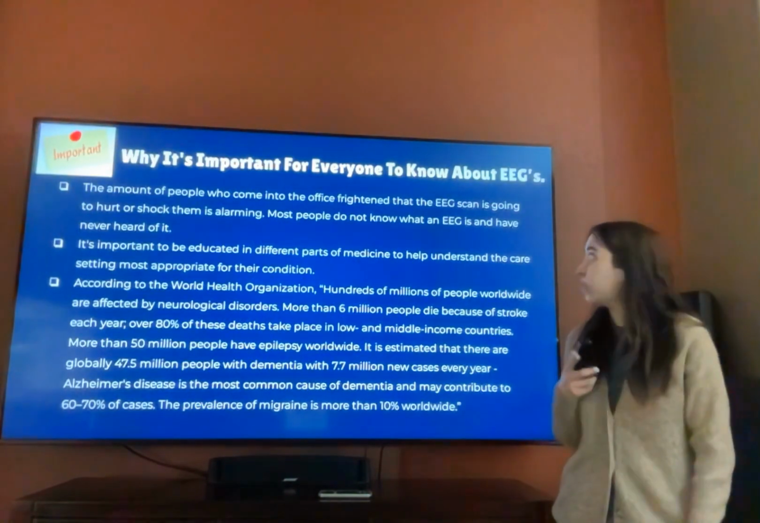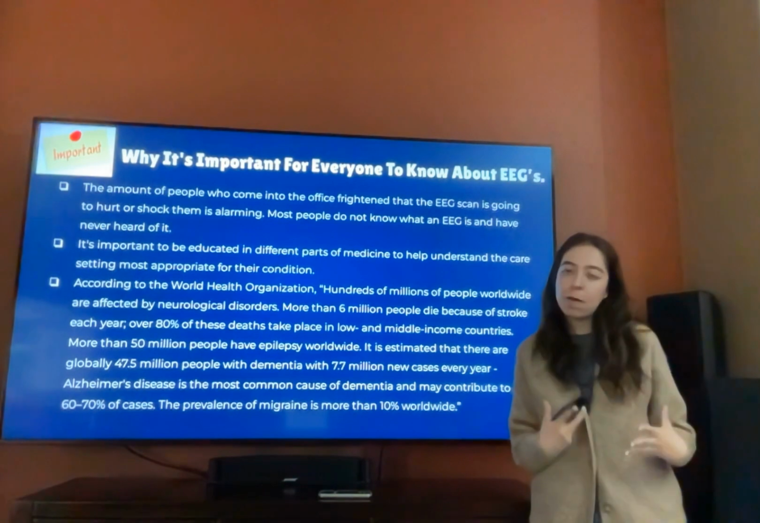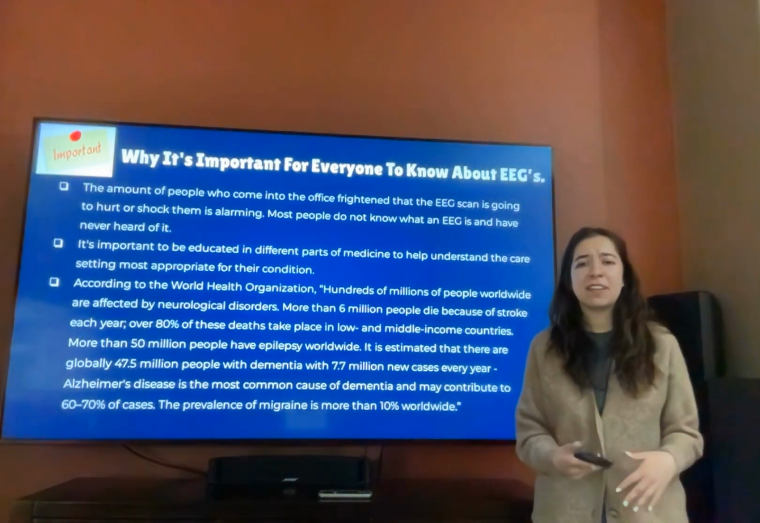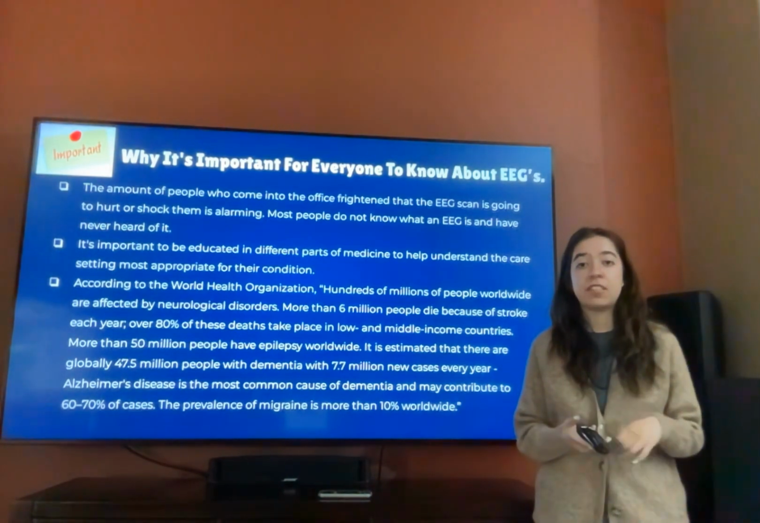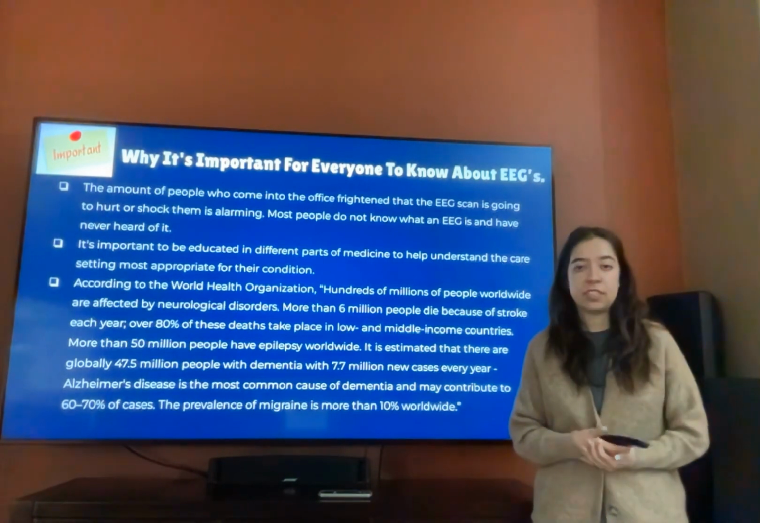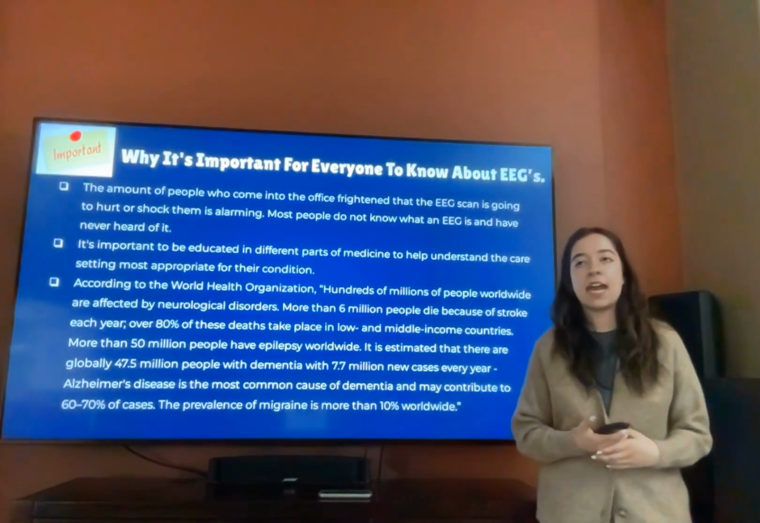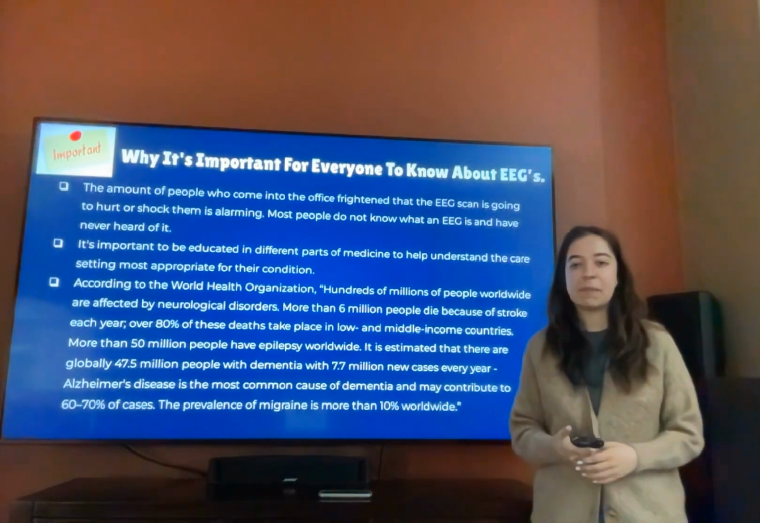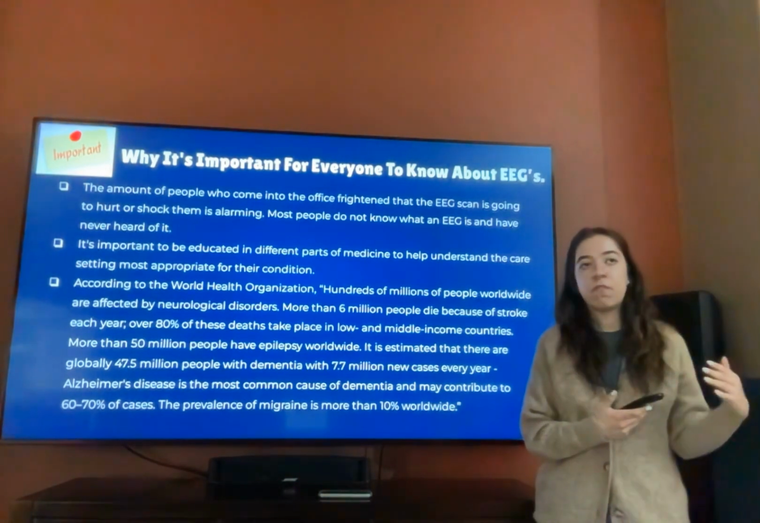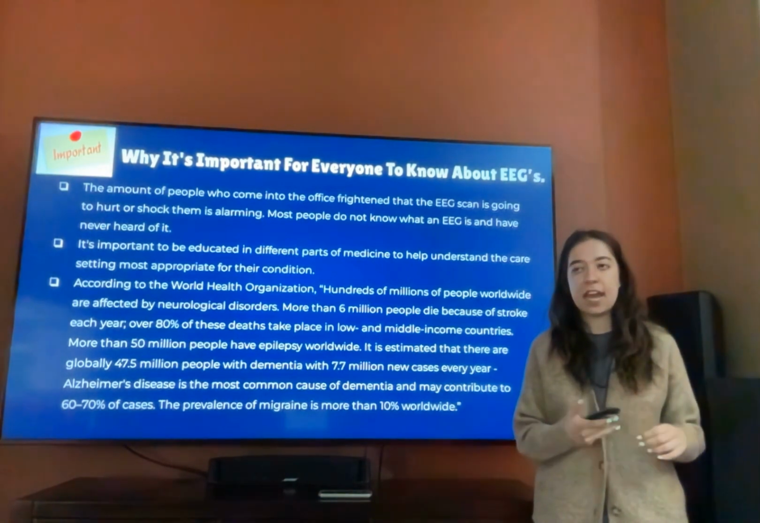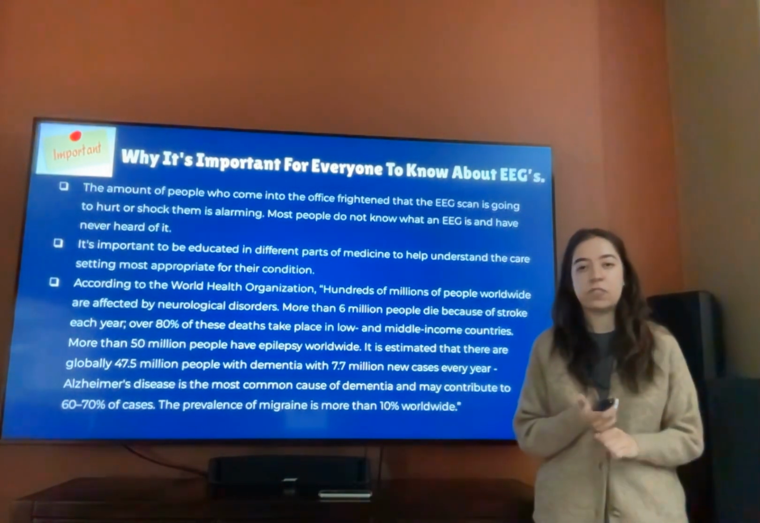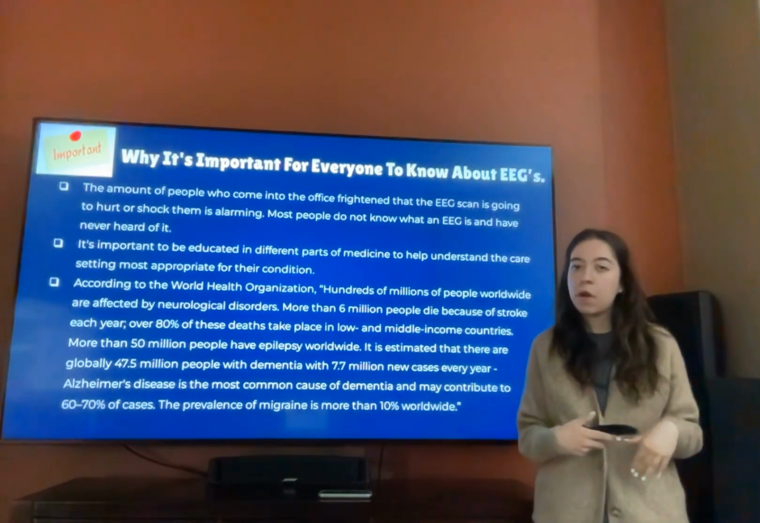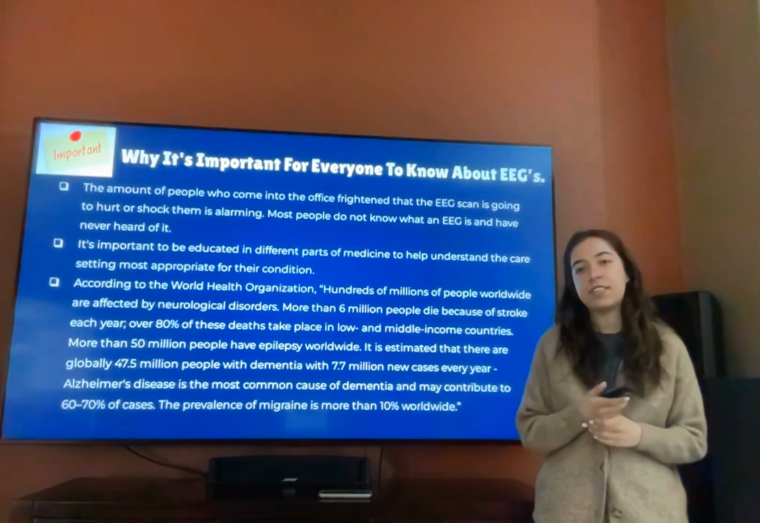Why is it important for everyone to know about EEGs? The amount of people who come into the office thinking they're going to be electrically shocked or hurt in any way is alarming. I feel like we definitely need to shed some light on this field of EEG technology because it's not heard about enough, and I don't think people should be scared of it. It's a super gentle, friendly procedure that anyone could get done, and a lot of people have neurological conditions nowadays, like a friend or a family member. You might have come across someone who's had a neurological condition, so just bringing awareness to the field of EEG technology is super important.